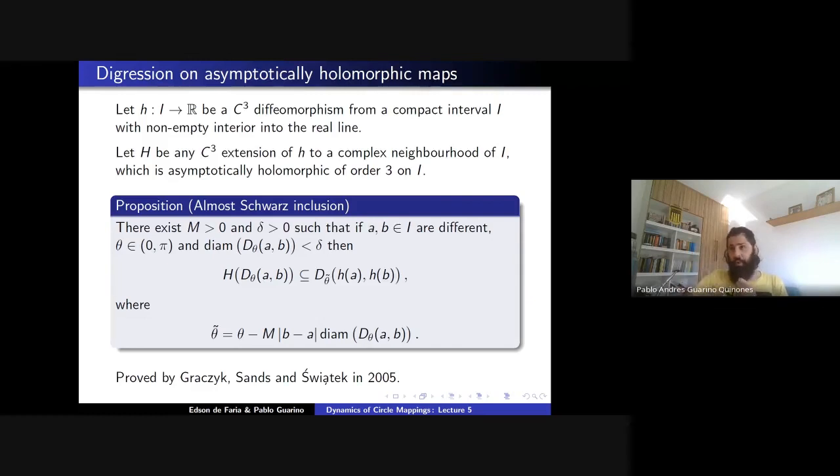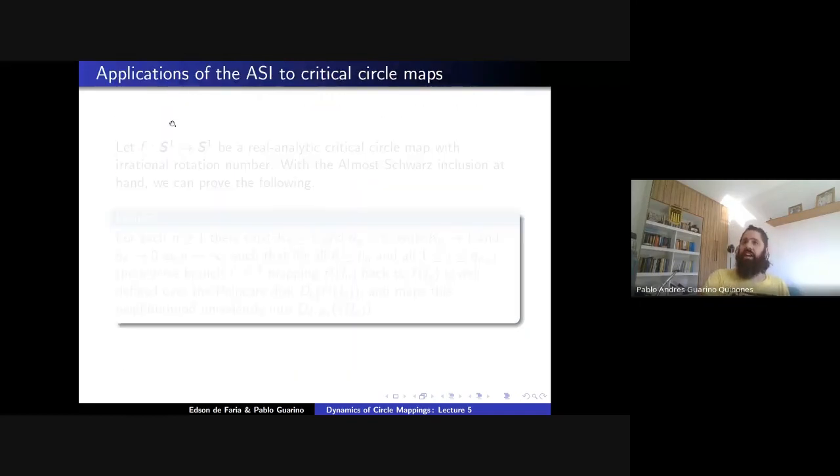In chapter 13 of the book, you have applications of this to smooth critical circle maps. In fact, the relation between smooth critical circle maps and analytic critical circle maps in our book relies deeply on this notion. So we owe a lot to this paper. Okay, let me go back. I will present the application of the almost Schwarz inclusion just in the analytic case, with the statement I gave of the complex bound. But keep in mind that you can play the same game with asymptotically holomorphic maps of class C3.